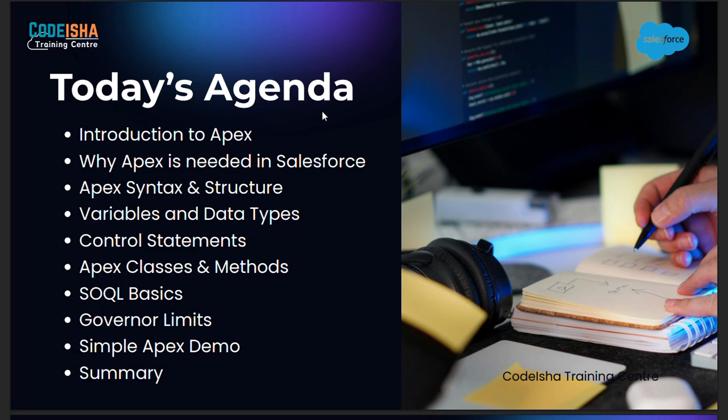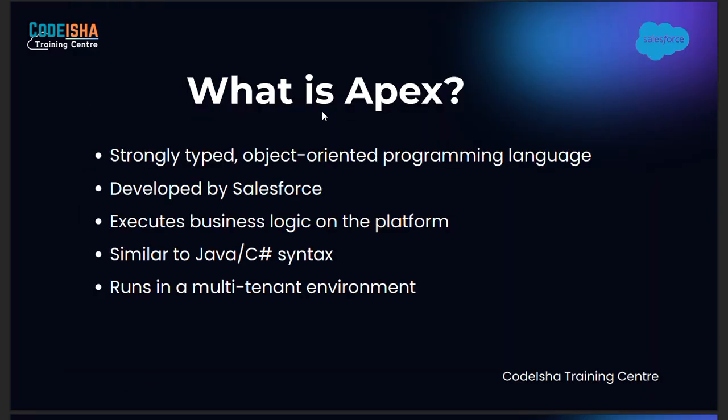So, what is Apex? Apex is a strongly typed, object-oriented programming language developed by Salesforce. It executes our custom business logic on the platform. It is similar to Java and C Sharp syntax, and it runs in multi-tenant environments. So not only one person can use this Apex programming language; it can run in a multi-tenant environment.